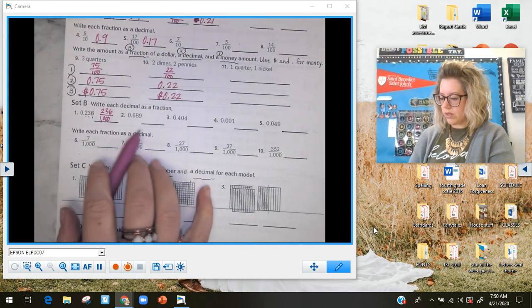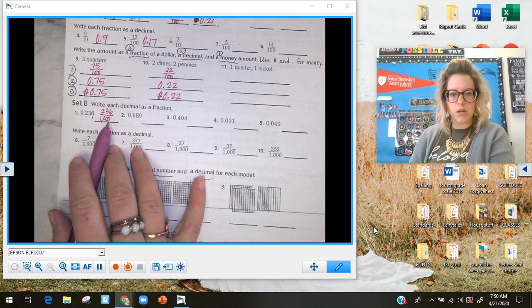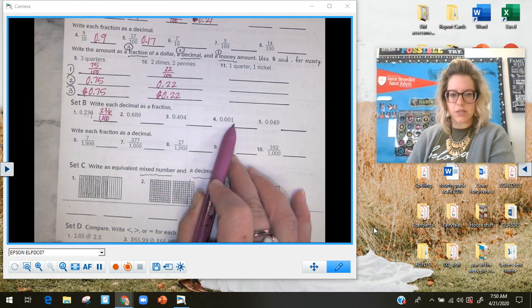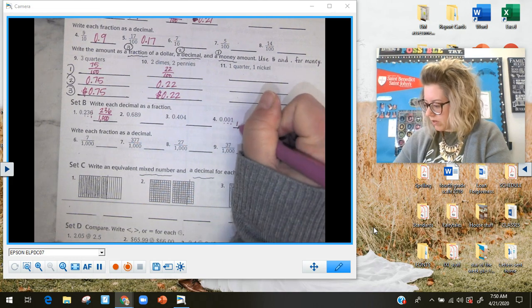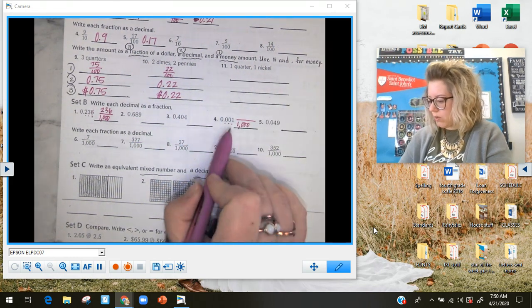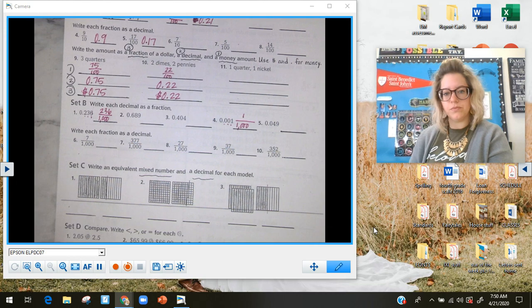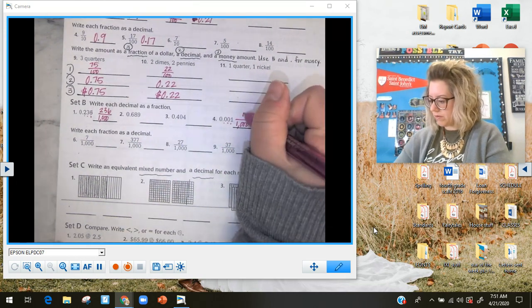Okay. This one will be very similar to this one. Let's look at this one over here. Where does my 1 end? Tenths, hundredths, thousandths. My bottom number has to be 1,000. What's the digit up here? Just a 1. Okay, you do these by yourself.